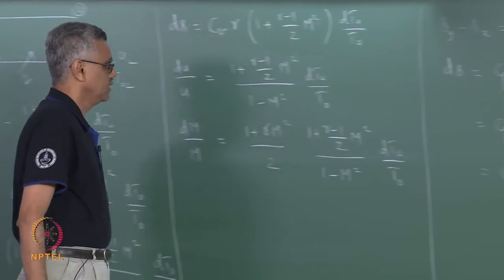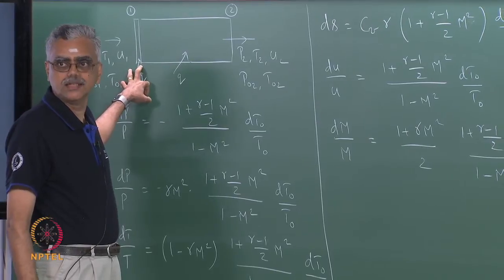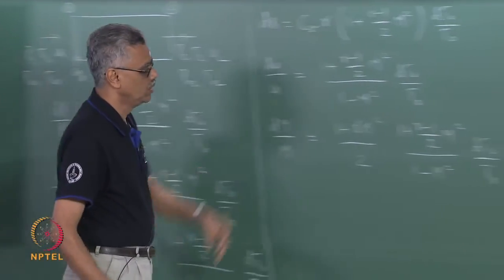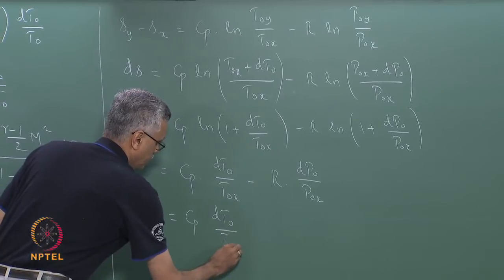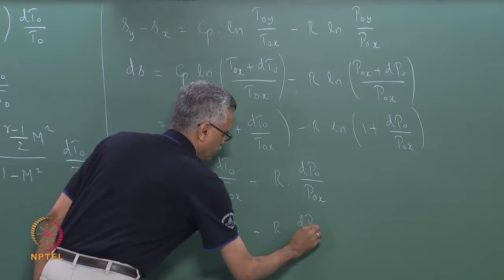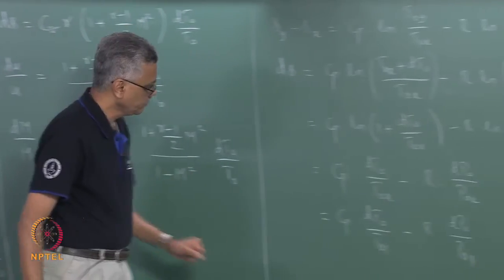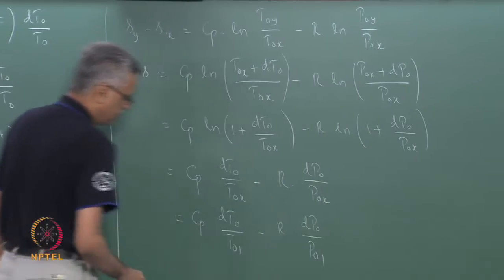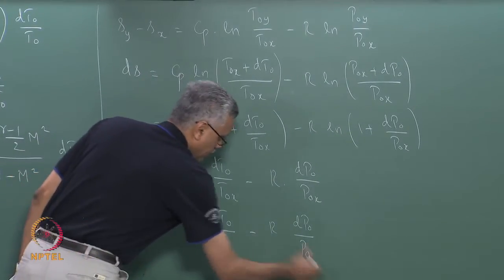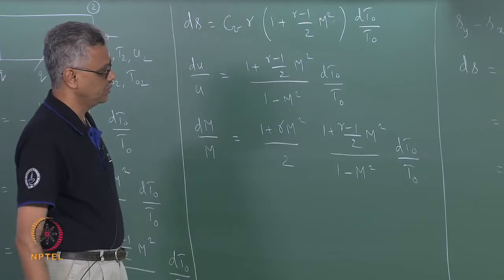So basically what we are looking at is the following. If this is state 1 and I add an incremental amount of heat, that results in an incremental change in stagnation temperature dT0. So dS is going to be Cp times dT0 divided by T01 minus dP0 divided by P01. Let me make a small change here. Instead of 1, let me write this without subscript so that we get a generic relationship relating dP0 and P0 for an incremental addition of heat.